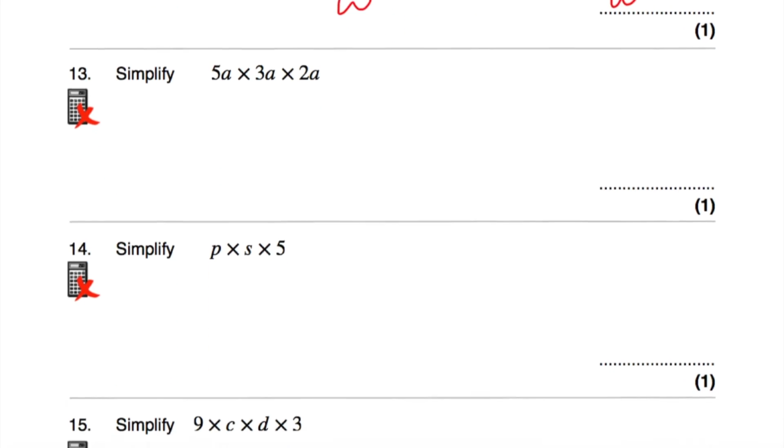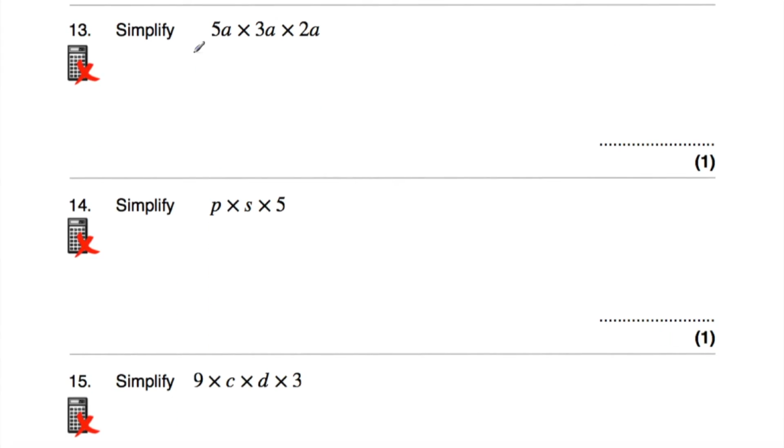Okay, let's have a look at our next question, question number 13. So question number 13, we've been asked to simplify 5a multiplied by 3a multiplied by 2a. Well, let's multiply the numbers to begin with. 5 times 3 is 15, times 2 is 30, so it's going to be 30. And then we've got a times a times a. Well, a times a times a is a cubed. So the answer would be 30a cubed.